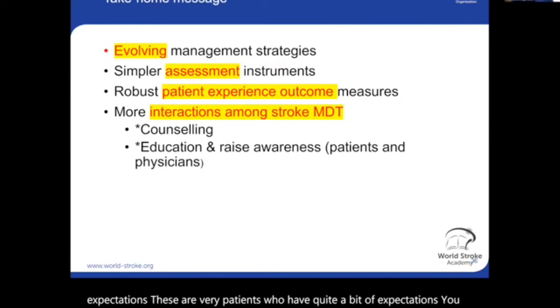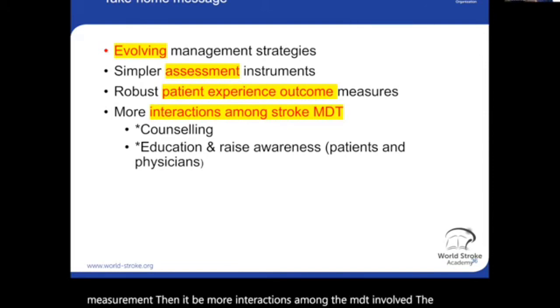So the take-home message is the management strategies are evolving. I think the assessment instruments need to be modified. We're using instruments that are quite aged. They are very biophysical in nature. Nobody's measuring patient-reported experience measures, and I think that is important, and incorporating cognitive load into the instruments of measurement. There need to be more interactions among the MDT, the multidisciplinary team involved in stroke management.